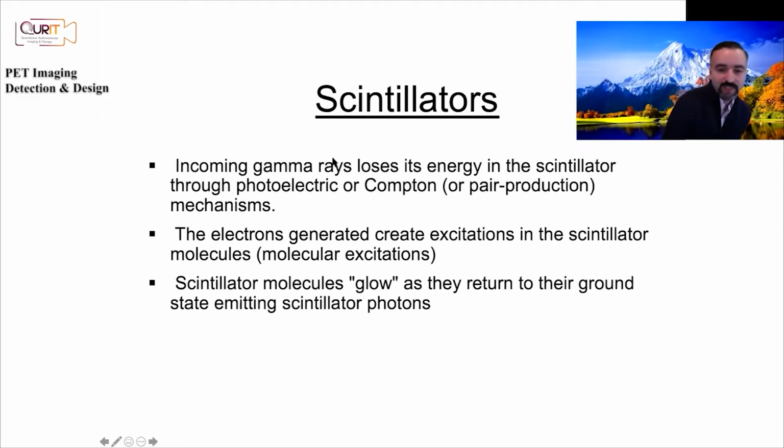So what's a scintillator? When you have incoming gamma rays that are absorbed in a scintillator, they lose their energy in the scintillator through the photoelectric or Compton mechanisms. Pair production is possible too, but that again, as we've said before, only happens if your energy is more than 2 times 511 keV, which is not the case in PET. So the energy is being lost either through photoelectric or Compton mechanisms.